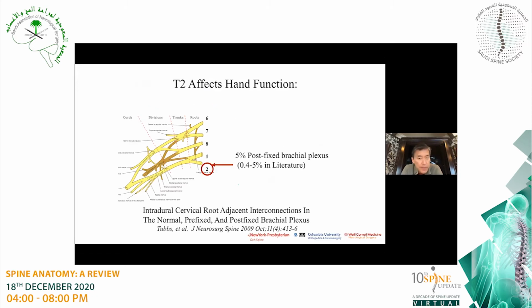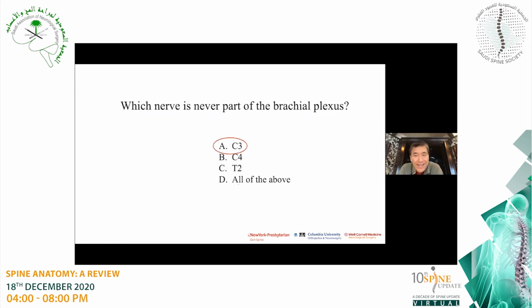And the postfixed brachial plexus, the T2 nerve root can be part of the brachial plexus in 5% of the cases, which means that both of those can be part of the brachial plexus, and only the C3 nerve root is the one that cannot be part of the brachial plexus, has never been shown to be part of the brachial plexus. So C4, 5, 6, 7, 8, T1, and T2 all can be part of the brachial plexus, although the most common ones are 5, 6, 7, and 8, and T1.